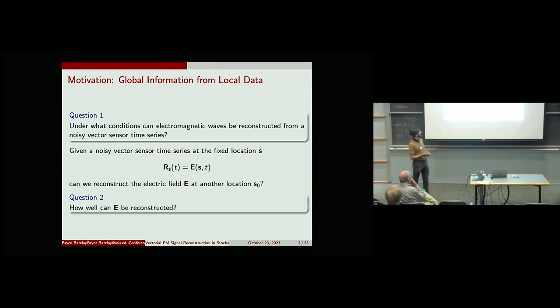Here, I'm considering a time series to be the electric field at some fixed location s in my domain. And the question is, can we reconstruct the electric field on some larger domain, or alternatively at some other location? This will, of course, depend on boundary conditions. And this is not the primary focus of this talk. Instead, I'm mostly going to be talking about the second question. Given that we can reconstruct under certain conditions that I will explain, how well can I reconstruct the electric field? In this case, I mean mean squared error.